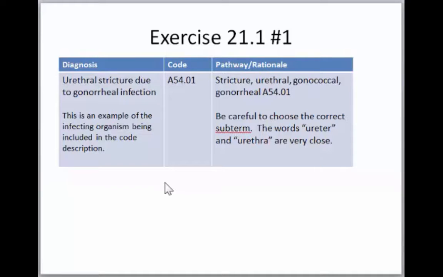The first one, exercise 21.1, number 1, is a urethral stricture due to the gonorrheal infection. And here's an example where you do have the code including the infecting organism. And here's your pathway. And I have just a word of caution there to be careful when you're choosing your subterms, ureter and urethra and urinary. Really have to be careful that you're reading those terms correctly, and there's many indentation levels under these terms because it's such a large system. So be sure you are following your indentations carefully.